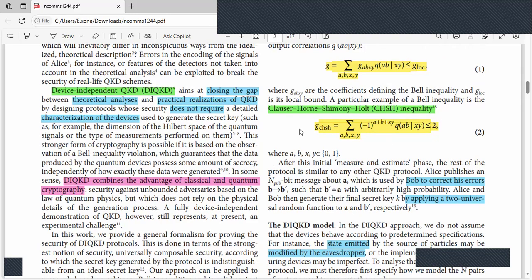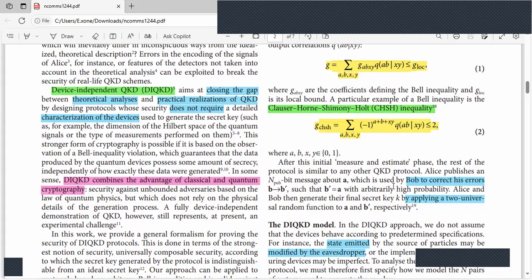So after this step, the whole protocol is just like another QKD protocol where Alice sends the message about A, where A is the measurement of Alice, and Bob corrects his errors. His measurements are B, and it changes to B prime when he uses the data sent by Alice, and then they apply some kind of universal random function on their given data to get a final secret key that has no side information that could be stolen by Eve.